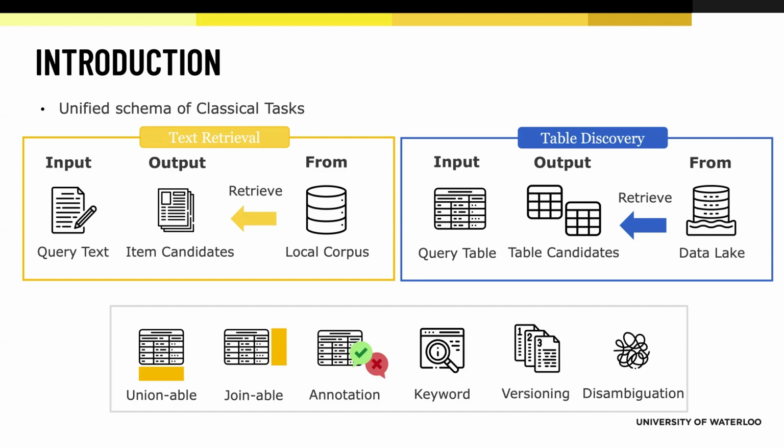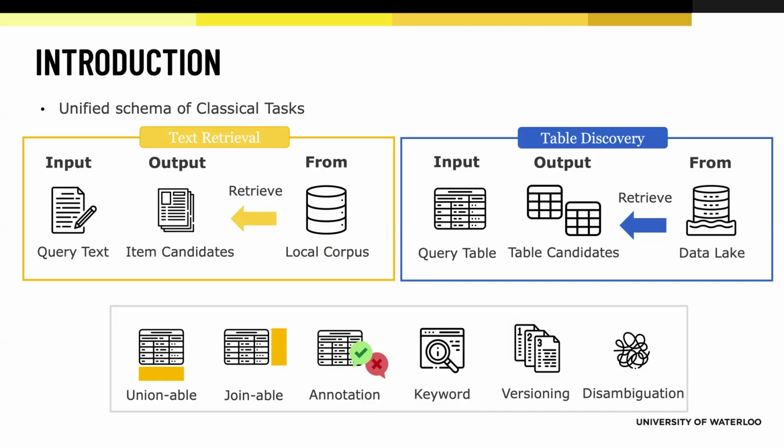And there are also other tasks that don't strictly follow these rules. For example, keyword search: the input is a short token instead of a table, and it also aims to retrieve table candidates from the local corpus. And for versioning, which we just introduced, it tries to find a balanced point between optimization, storage, and the recovering algorithm.